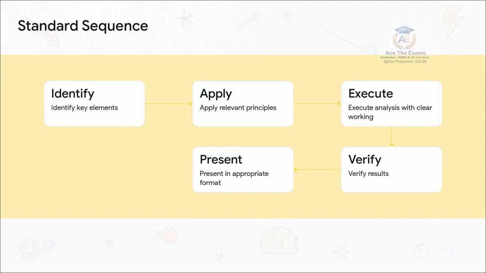Third, execute the analysis with incredibly clear working. One step per line. Fourth, verify your results. Does this number make logical sense? And fifth, present the information in the appropriate format using strict conventions and units. This is how you lock in every single method mark available.